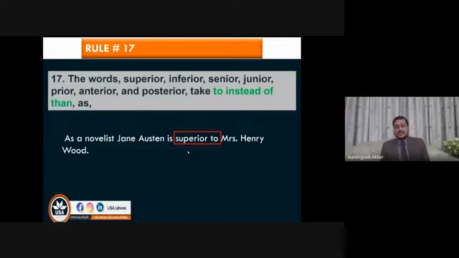So many times we make mistakes, like "As a novelist Jane Austen is superior than Mrs. Henry Wood" is a wrong sentence. So what we need to do: as a novelist Jane Austen is superior to Mrs. Henry Wood. Like, he is junior to Aslam. "He is junior than me" is a wrong sentence. Okay, then he is inferior to you. This is also correct. He is superior to his family is correct. "Than" is wrong. Okay, so keep this rule in your mind as well.